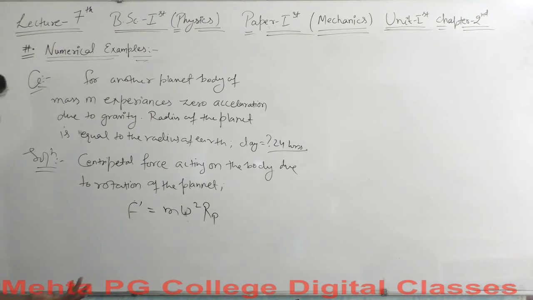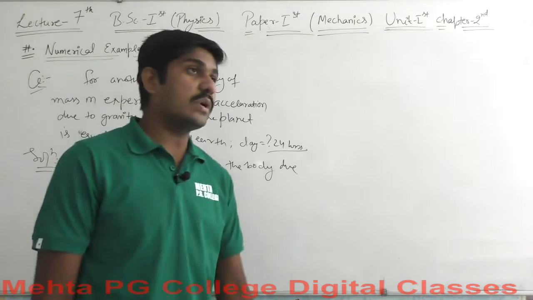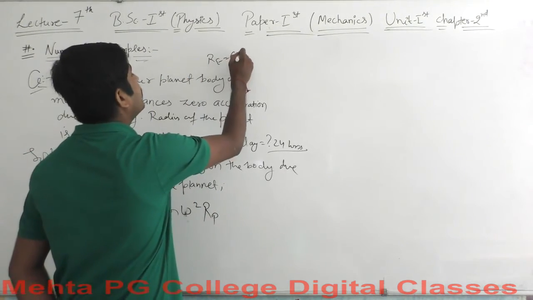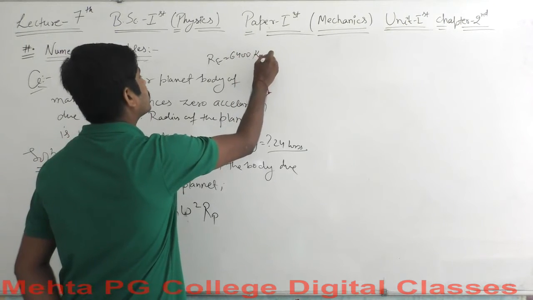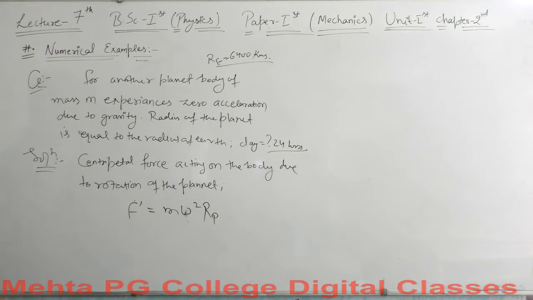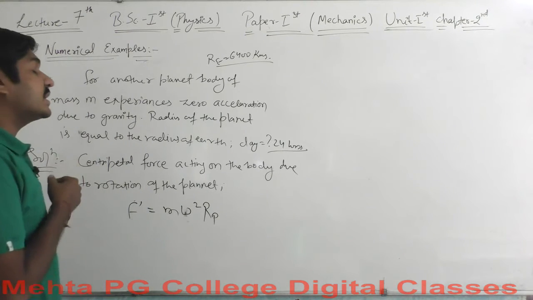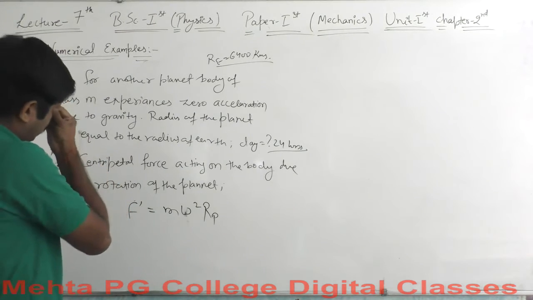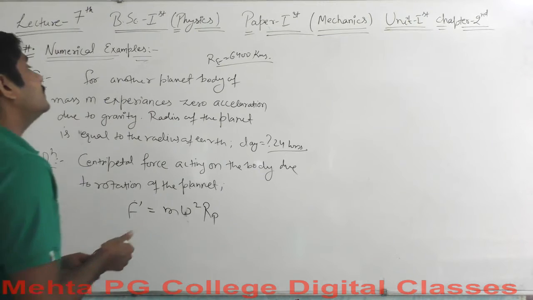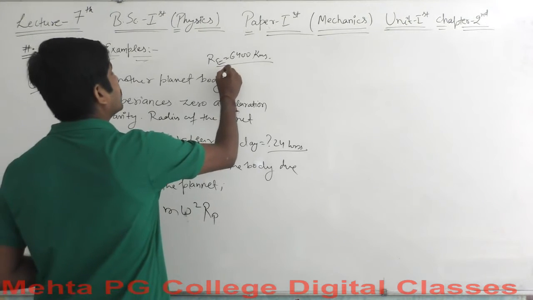You remember the radius of Earth, let's say Re, is equal to 6,400 kilometers. Keep it in mind. This is the radius of Earth, 6,400 kilometers. And the acceleration is 9.8 meters per second square on Earth only, the gravitational acceleration on Earth.